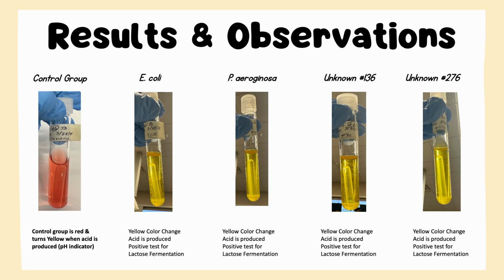For E. coli, there is a yellow color change, which means that acid is produced, indicating a positive test for lactose fermentation, and it pretty much stays consistent with all 4 of these tests, which shows that there is bacterial growth for each one of them.